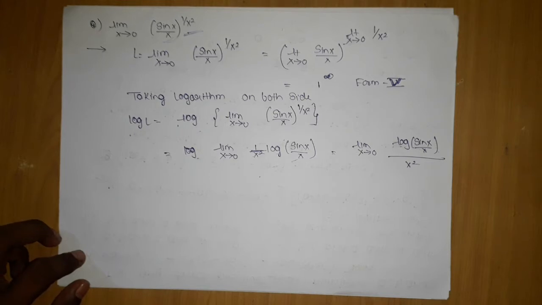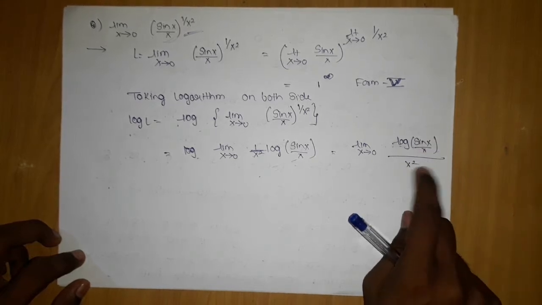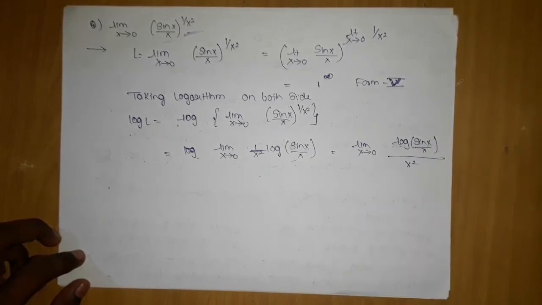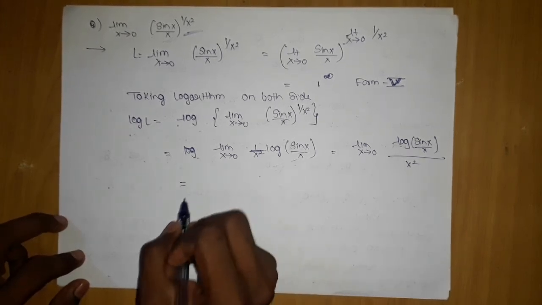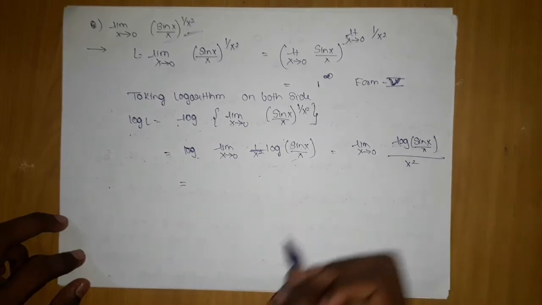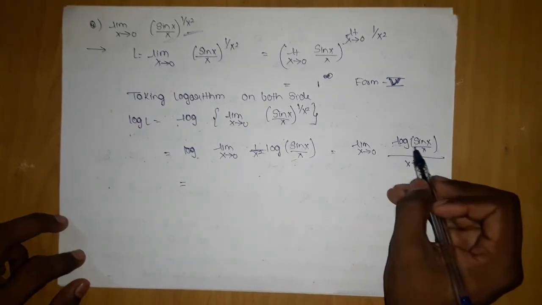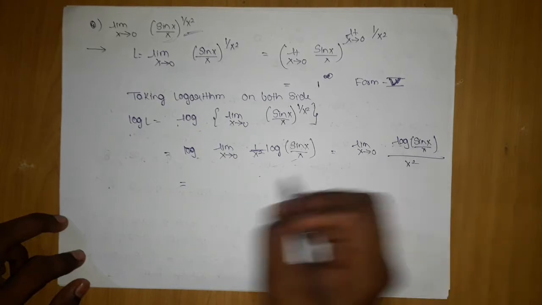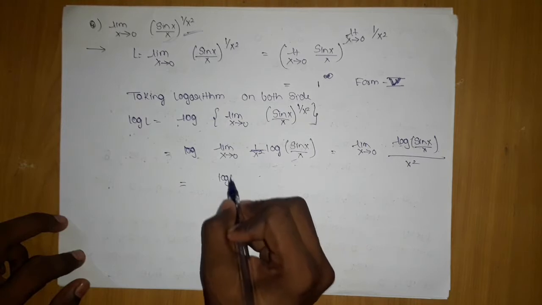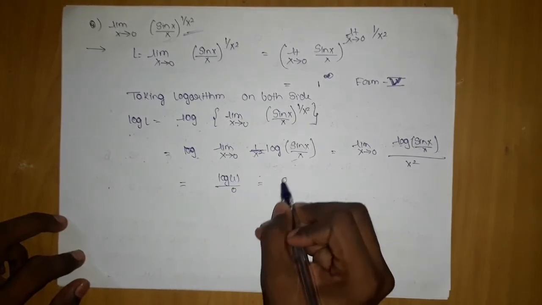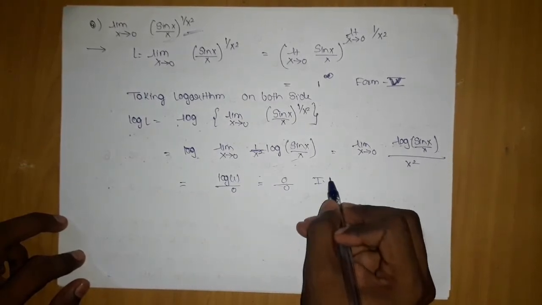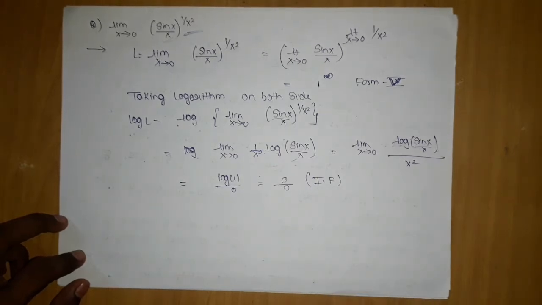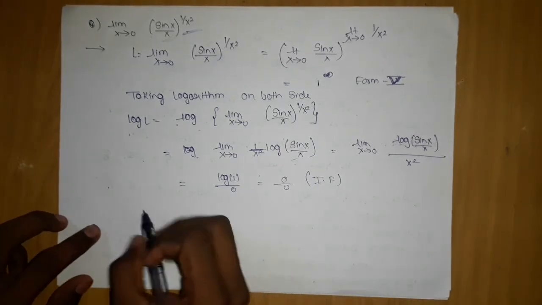Now one doubt can be: sir, you should distribute the limit and you will get the answer. This will be 1, this will be 0, but with 0 in the denominator it becomes infinity, undefined, so you cannot directly substitute. If you substitute sin x by x, this will become 1, and log 1 is 0. So you get log 1 by 0, which is 0 by 0, an indeterminate form, which we always wanted, because in this indeterminate form we can apply L'Hopital's rule.